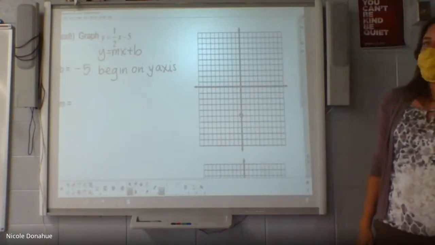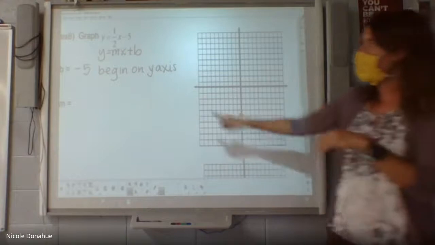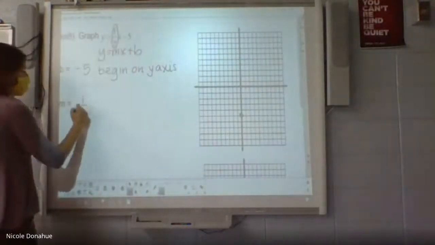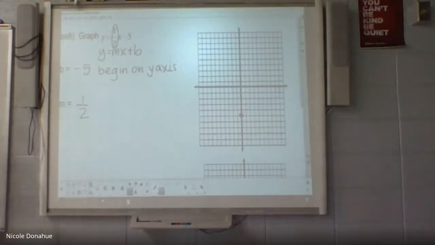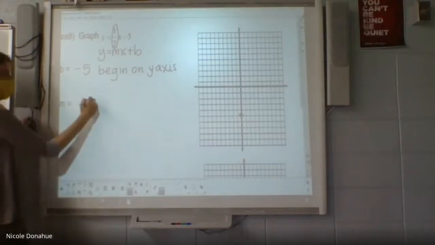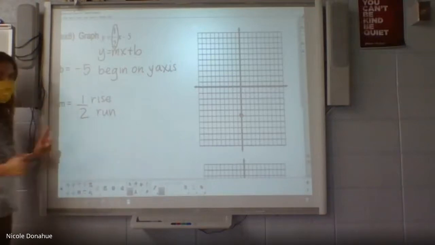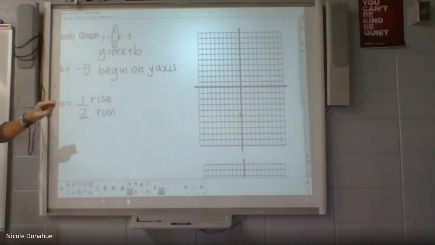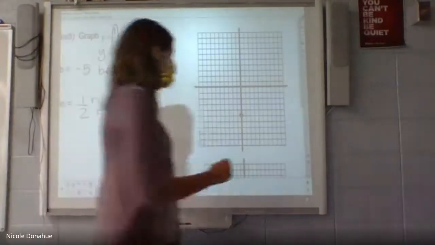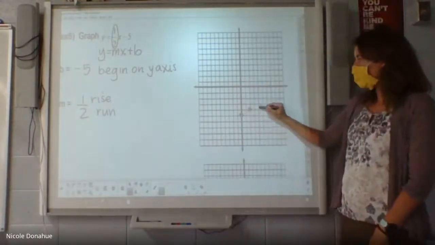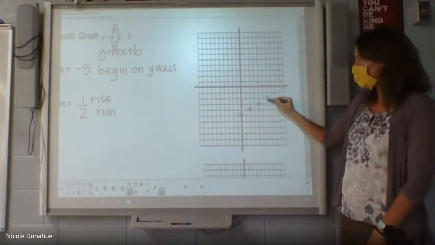So the M is going to be how I move, and that's the 1/2. And the fact that it's a fraction actually is not frustrating. This is probably the only time fractions are not frustrating in math class, is in slope. This is my rise over my run. So that's saying I'm rising 1 and I'm running 2. So from my dot, I'm going to go up 1 and over 2. Up 1 and over 2. You guys remember this?